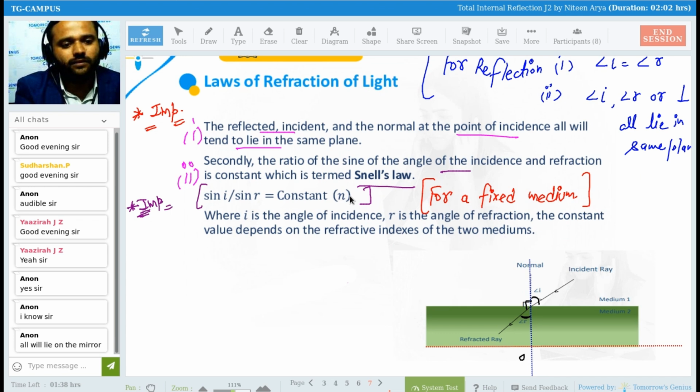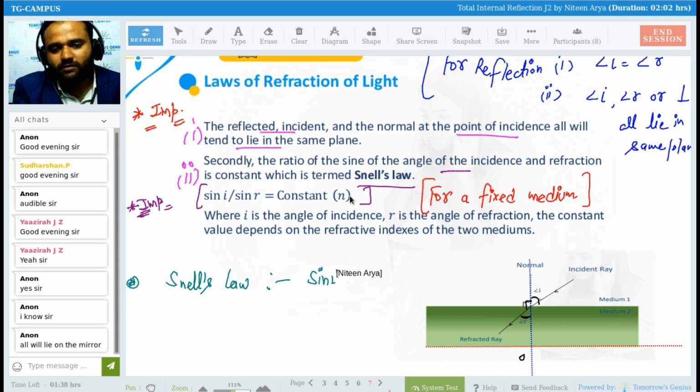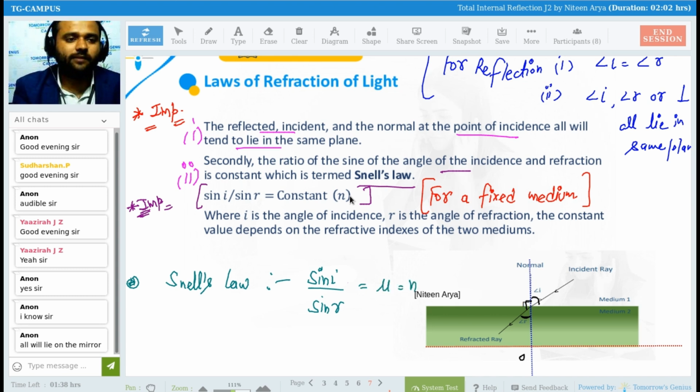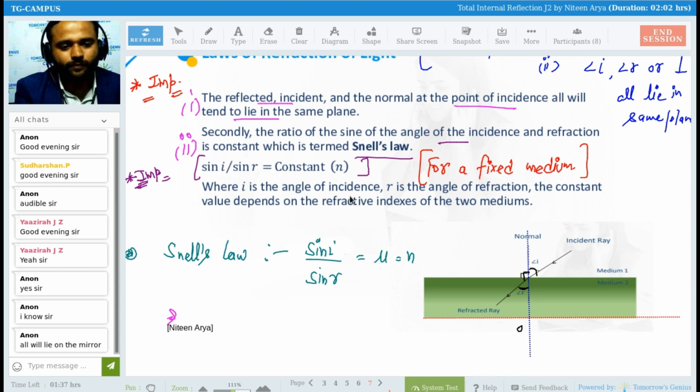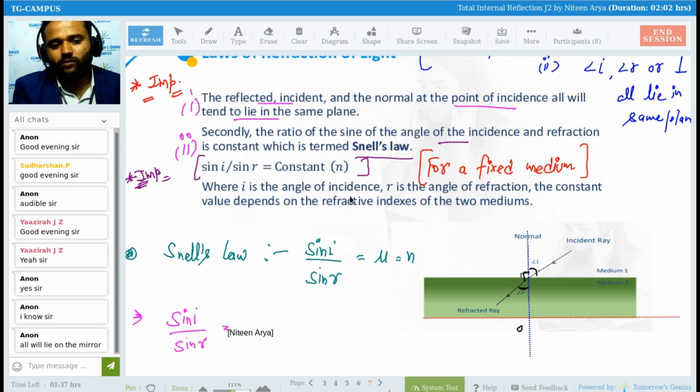So simply, the second law, or Snell's law, states that sin i divided by sin r equals a constant, sometimes written as mu, sometimes n. What is the meaning of this? Refractive index of 2 divided by refractive index of 1. Okay, write down this thing. So sin i by sin r equals mu 2 over mu 1.